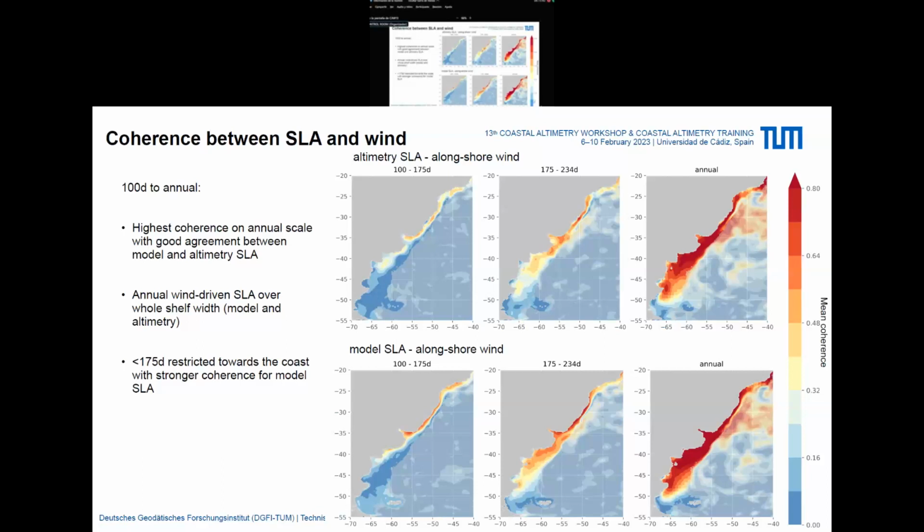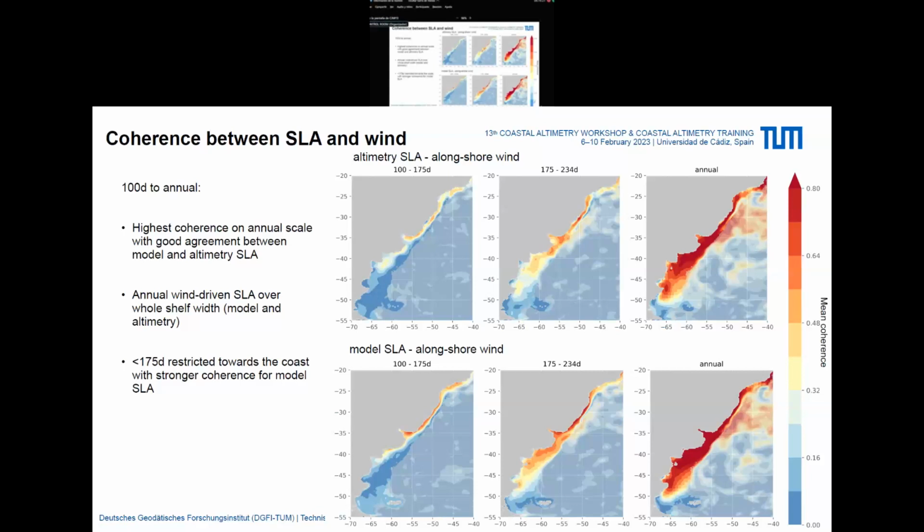So when we look at this picture, of course, we first see there is a very high coherence at the annual scale. The highest coherence is found at the annual scale, and this fits perfectly what previous studies showed at some parts of the shelf. And we also see that model and altimetry agree very well here. So we have the same spatial coverage. Also, this study provides a little bit more because we now see the whole extent of this annually wind-driven sea level anomalies. So we really see the whole shelf width is covered, and above 50 degrees south, we have this impact.